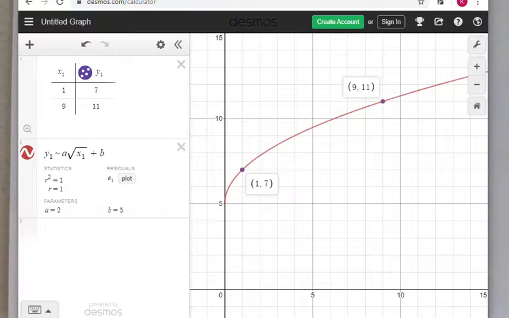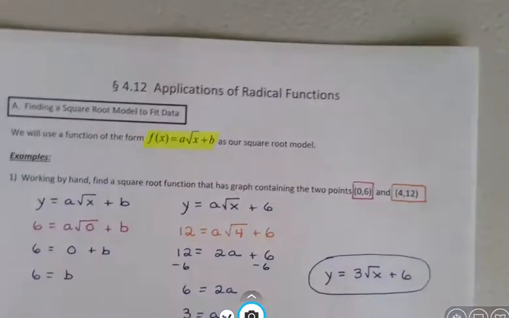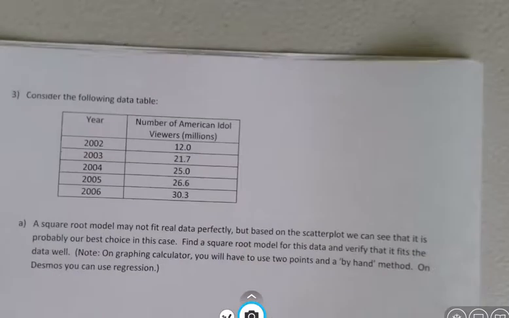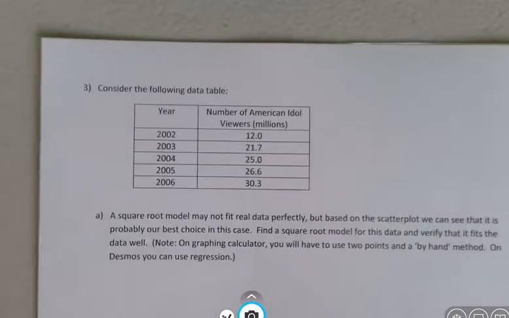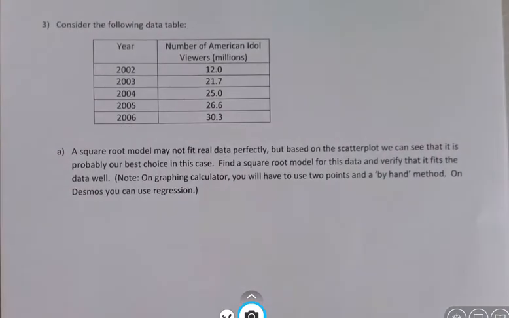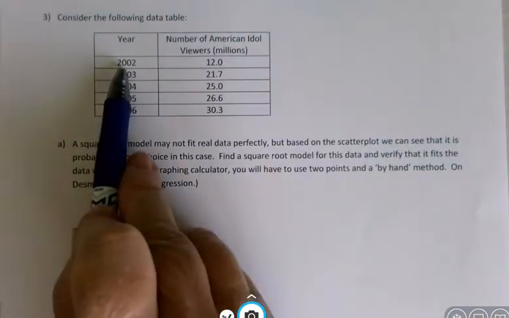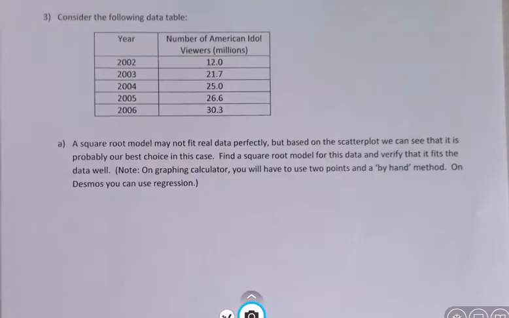All right, I'm going to use Desmos again in just a few minutes. And we're going to do it this time to look at an actual application problem where we've got real data instead of made-up data. So in example 3, we're given a data table. For various years, this is the number of American Idol viewers. Vital, important data, right? It's in millions. So for example, in 2002, there were 12 million people that watched American Idol, and so on.